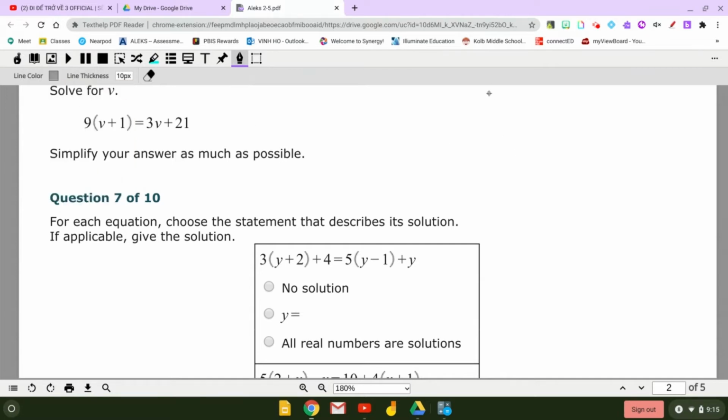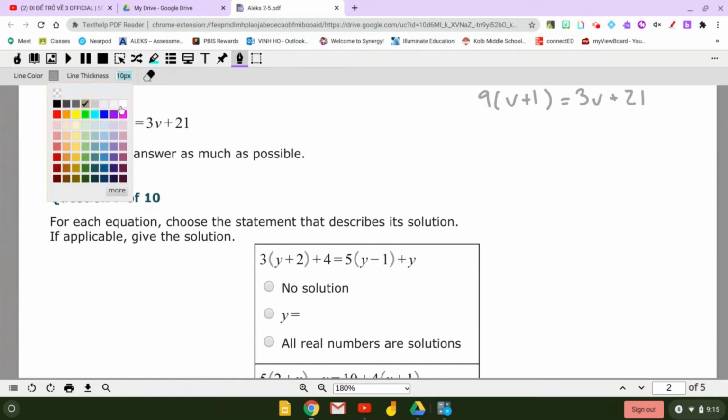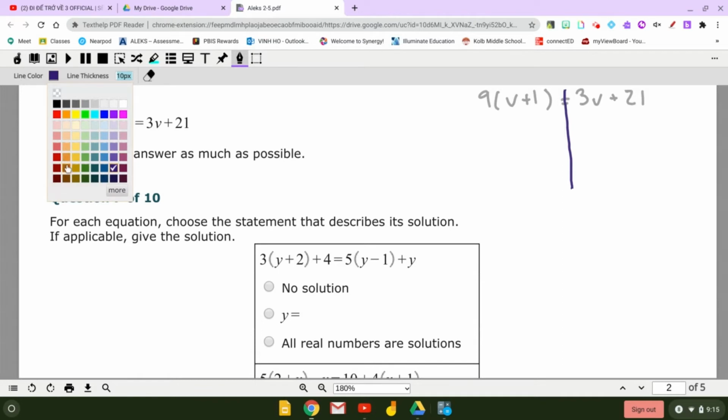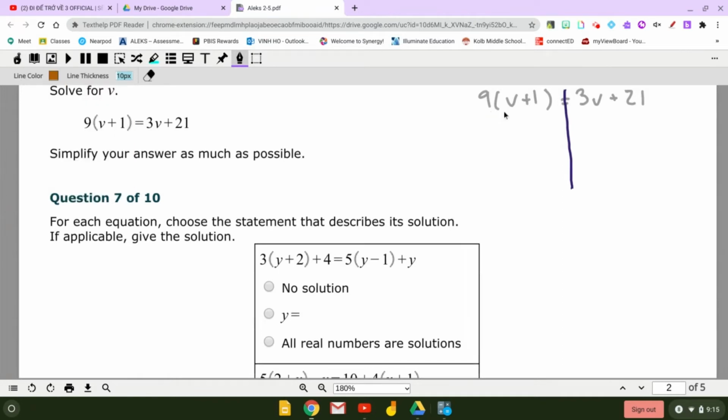All right, we have 9 times (v plus 1) equals 3v plus 21. Step 1, draw the line. You're right, if you say draw the line, that's correct. Step 2, distribute the 9 into the parentheses. So that will give us 9v plus 9 equals 3v plus 21.